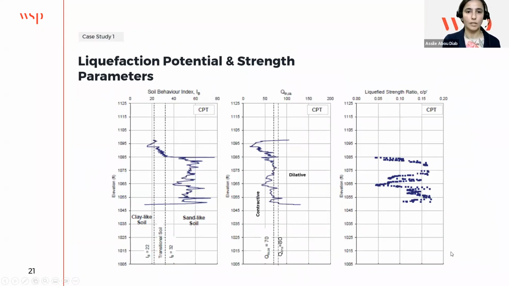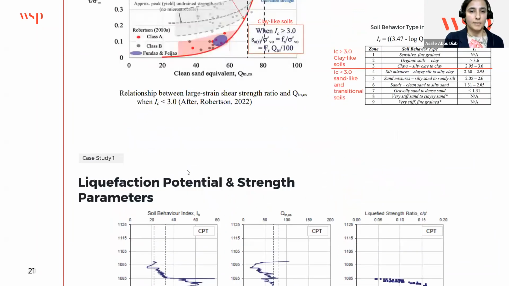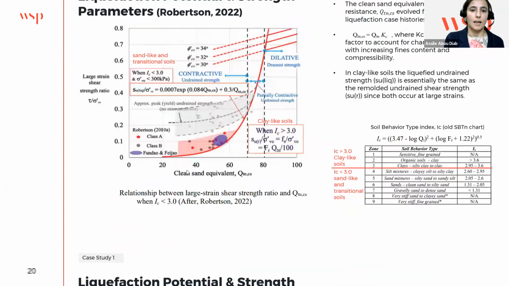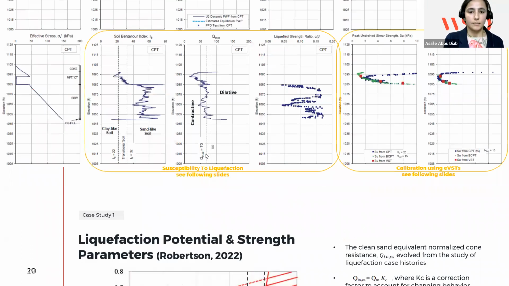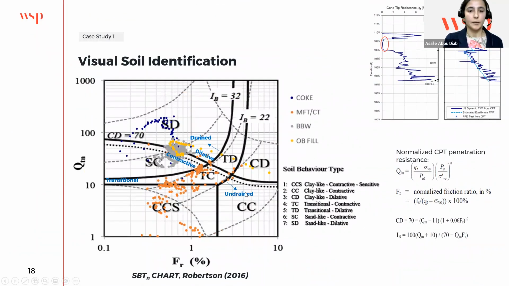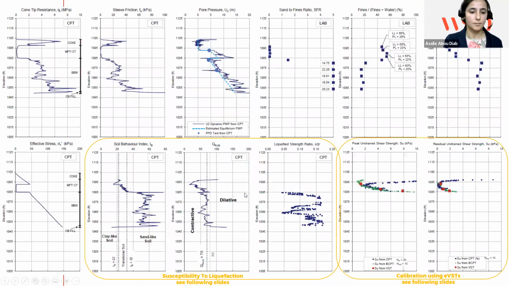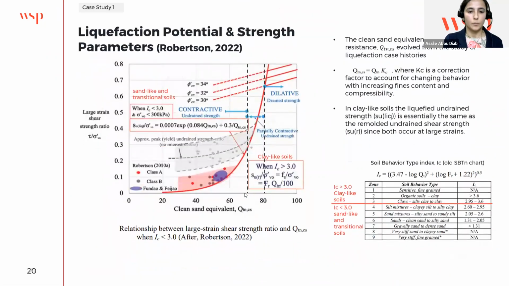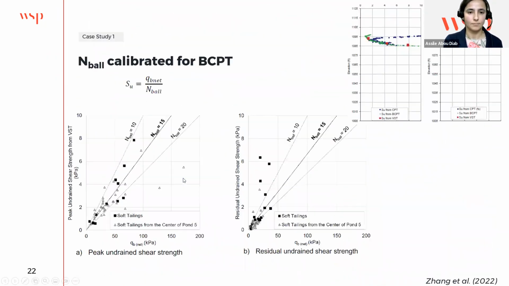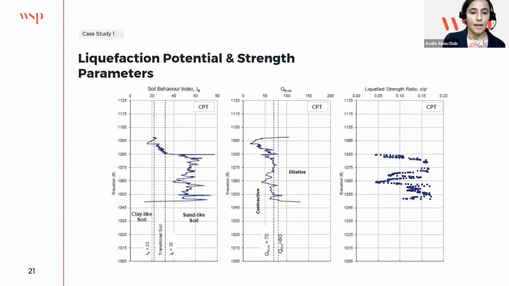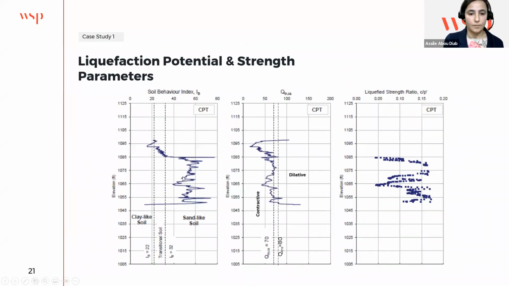So going again to the liquefaction potential and strength parameter, looking at our CPT trace, this is the soil behavioral index IB. As we've seen here, IB 32 or greater is sand, less than 22 is clay-like, and in between is transitional. So here, with the help of this plot, we can identify our tailings sand with IB greater than 32.